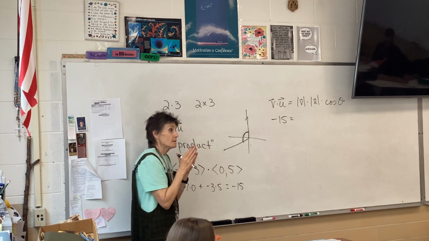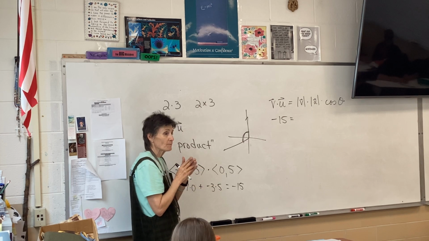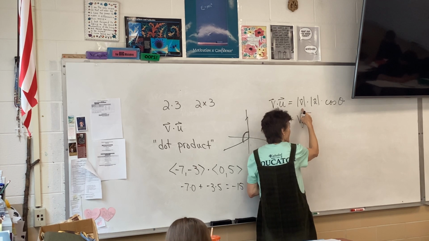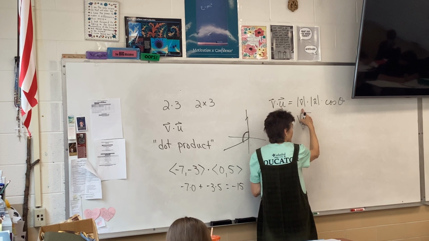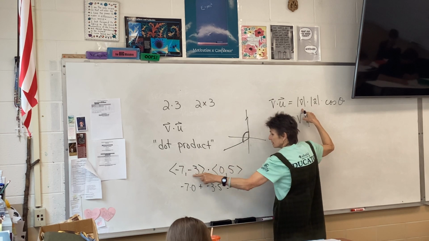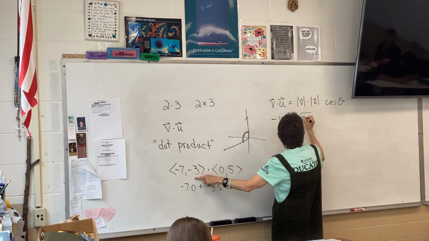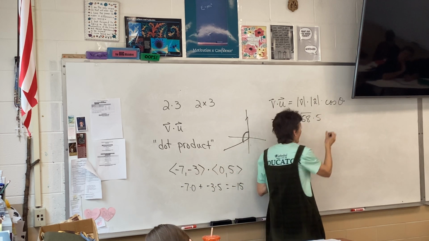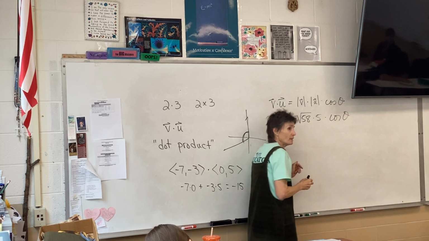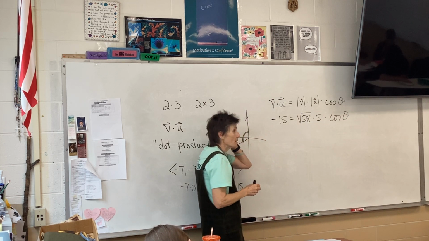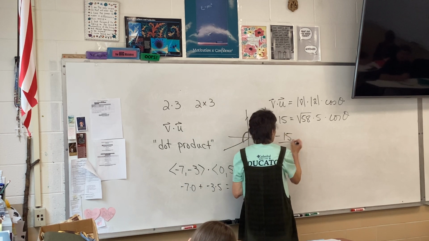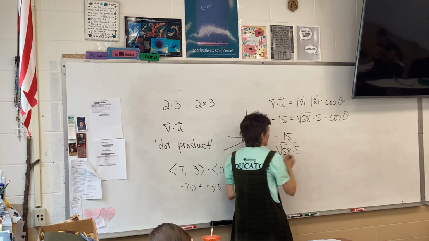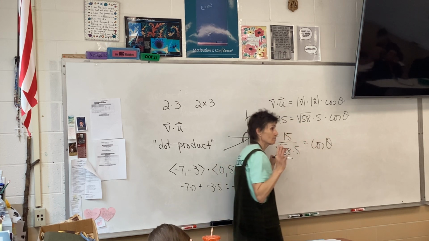But take your dot product, okay? Set it equal to, all right, what's the first magnitude? What did we get here when we found the magnitude of it? Well, we already did it, but if you forgot, the magnitude of V is root 58, and the magnitude of U was 5. Cosine of the angle between. So if we take negative 15 and divide it by root 58 and 5, that'll be the cosine of the angle.